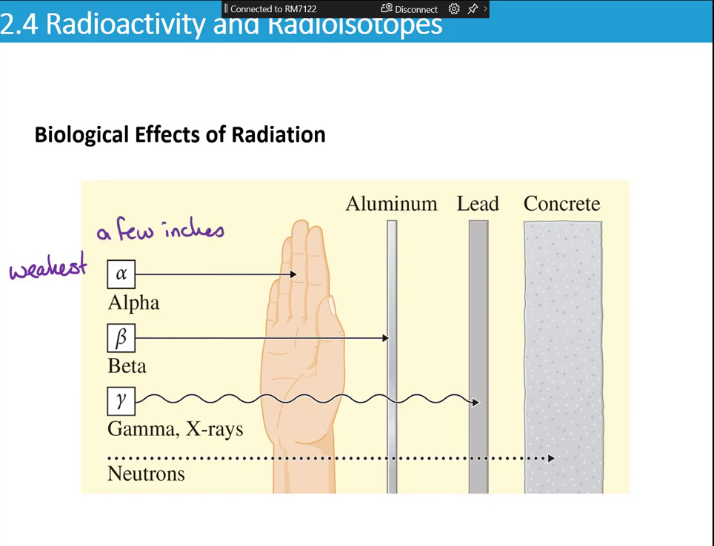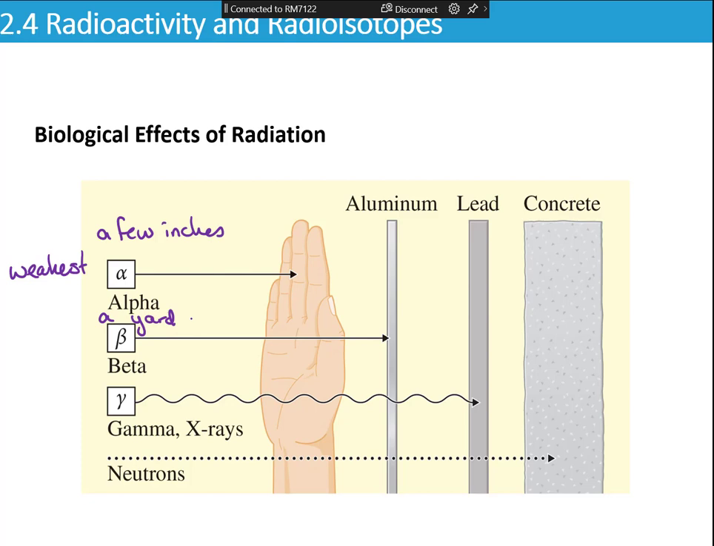Beta, on the other hand, can go a couple of feet. If you have a sample of an unstable element that is releasing beta, you could think of it like a yard. Two to three feet is about the distance at which you would want to be sure that you had shielding.